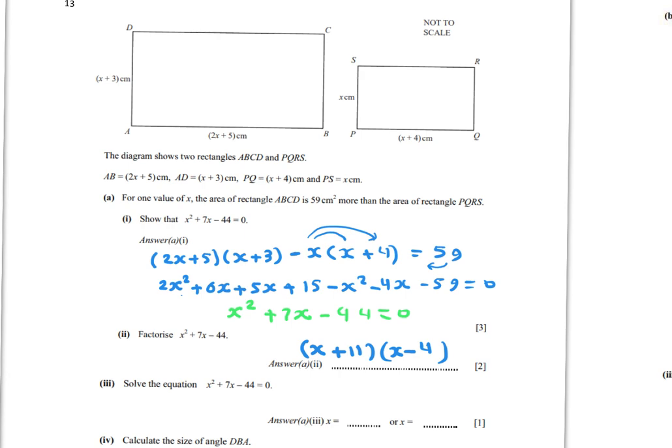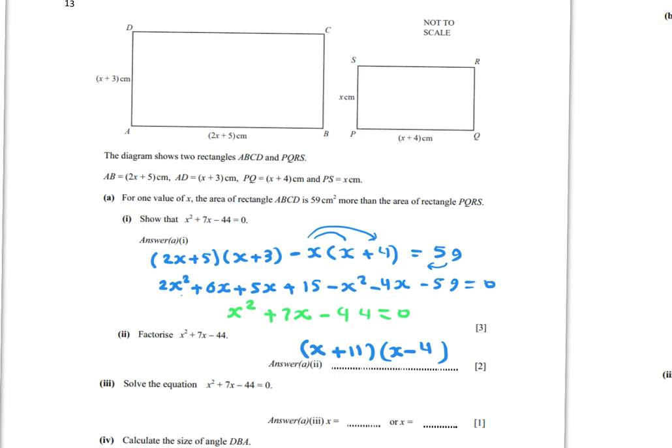Mode 5, 3. Then enter A and B and C. A equals 1, B equals 7, C equals negative 44. Then you get the answer.